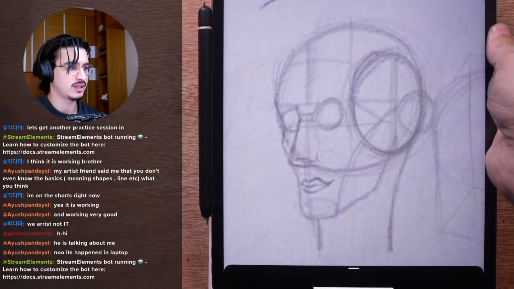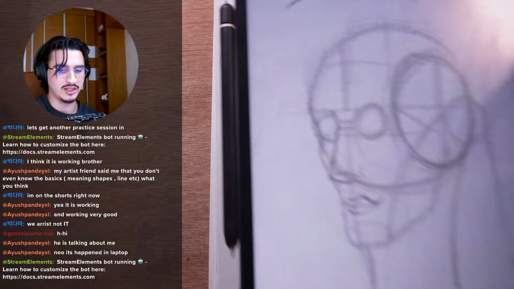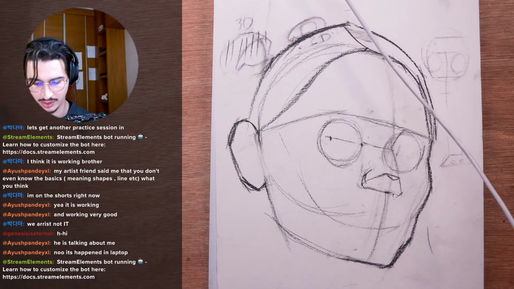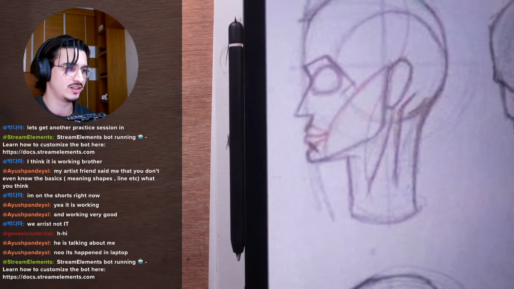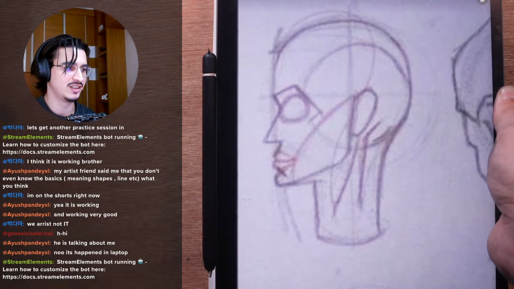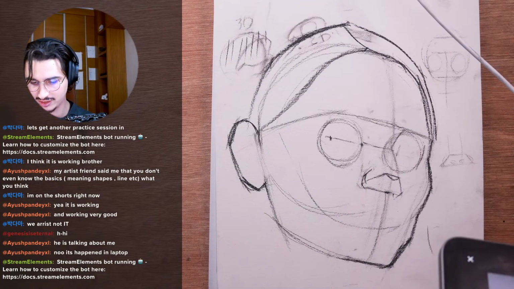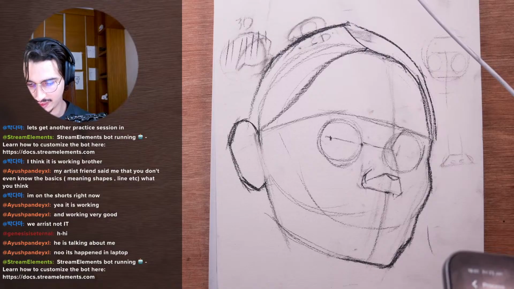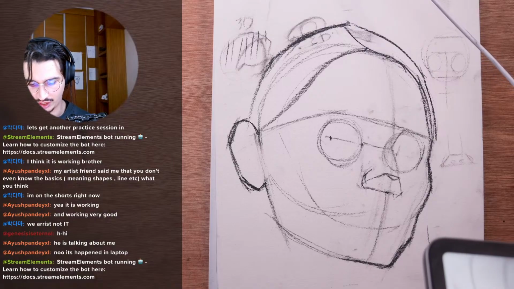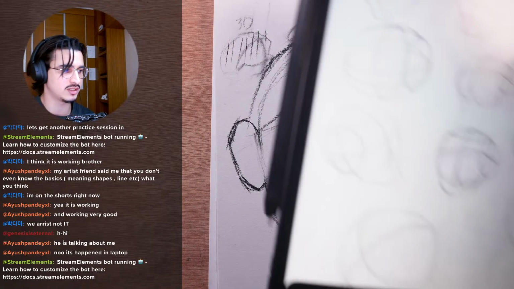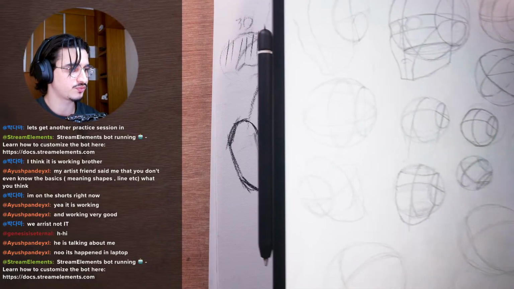So this is the studies I used to do to understand the basic head. So look at this one. I was trying to draw an alien or something. Doesn't look human at all. And yeah, I was just drawing circles, trying to understand the 3 dimension.